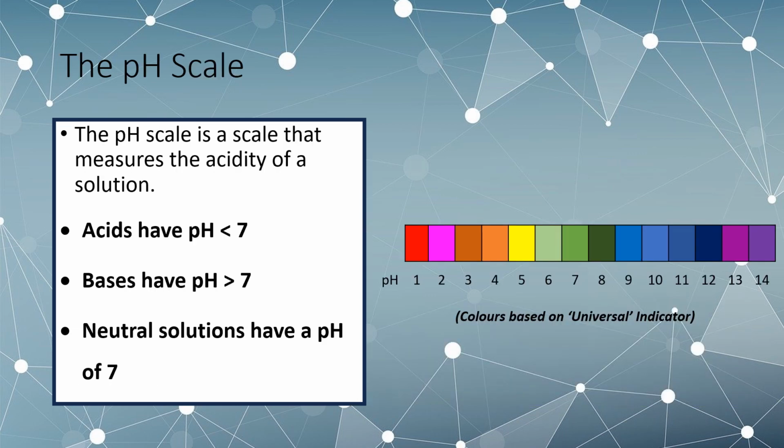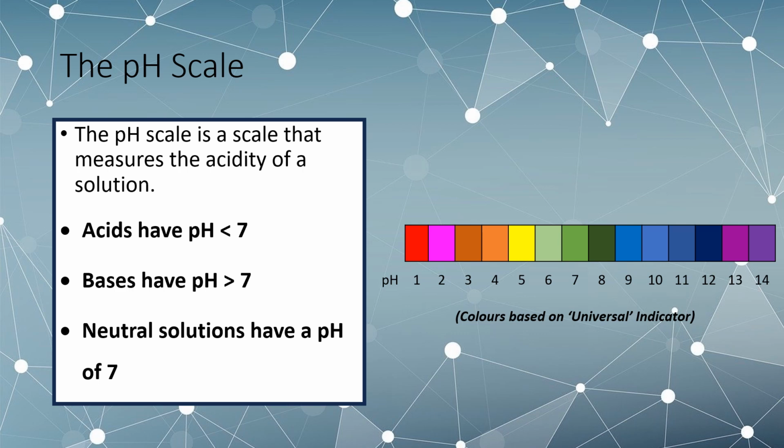The pH scale is a measure of the H+ ions present in a solution. But for now and for this video, we're just going to mention that it is a scale that measures the acidity of a solution. Acids have a pH less than 7, and bases have a pH greater than 7, with neutral solutions having a pH of 7.